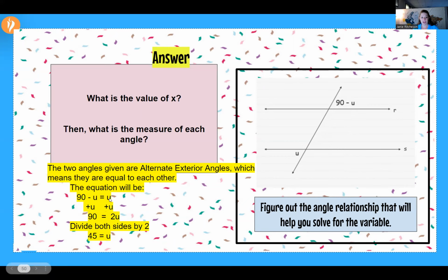All right, I want to solve for u, so I want to get my u's on the same side of the equal sign. So I did the opposite of minus u, so I added u to both sides of the equal sign. So 1u plus 1u is 2u because we're combining like terms. So my equation says 90 equals 2u. In order to get 2 away from the u, I have to divide both sides by 2. And 90 divided by 2 is 45. So this angle is 45 degrees. If I plug in 45 here, I know that 90 minus 45 is also 45 degrees, which proves that they are equal to each other.